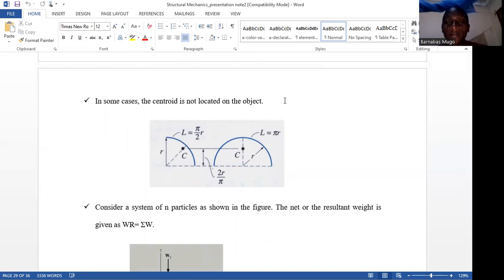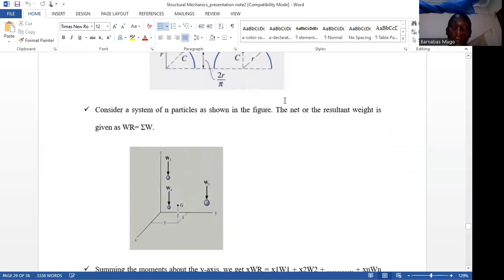In other cases, the centroid is not located on an object. As you can see from this diagram, the centroid is somewhere outside the center of that object. That is, when we have an arc, the one that is bridge in color, you can see that the centroid is not located anywhere along that arc. It is just in the space. That occurs when we have this kind of shape or this kind of object.